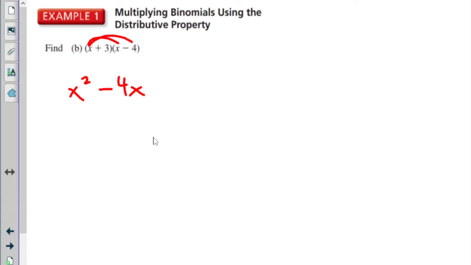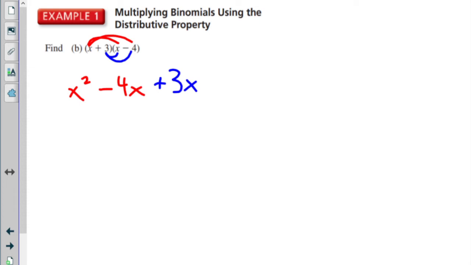Now that we've distributed the x, we're done distributing the x. Now we need to distribute the 3. Take the 3 and distribute it across my x minus 4. So we have a positive 3 that we're distributing here. So we have a positive 3 times x is a positive 3x. Then at the end here, I have a positive 3 times a negative 4.